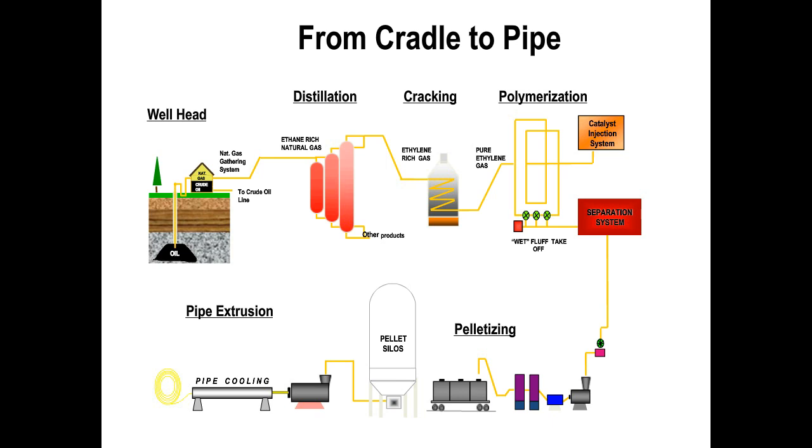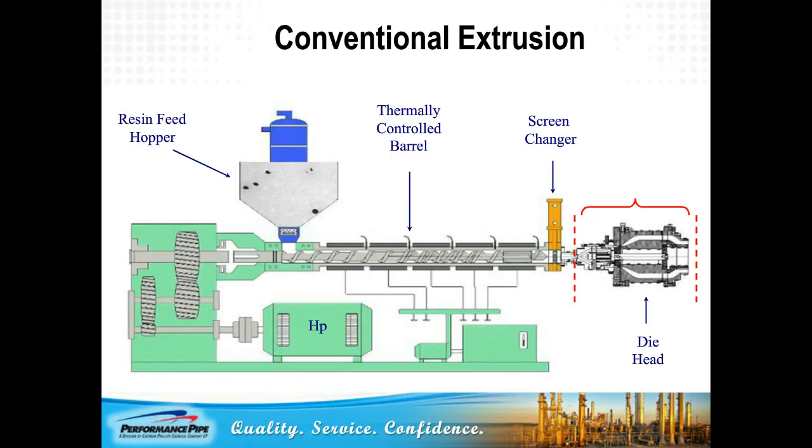Next slide. For conventional extrusion, the pellets are then extruded into pipe, and the heart of the process is this extruder. Very simply, the extruder is just a machine that contains a barrel with a screw inside and surrounding heater bands to melt and mix the pellets that are fed in from a hopper and then pumped by a screw that is driven by a motor and gearbox. These pellets are pumped into a pipe die that gives the pipe its shape and initial dimensions.